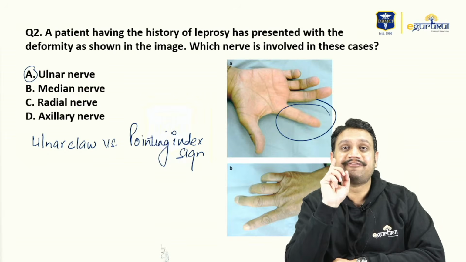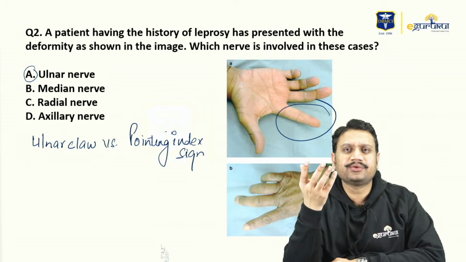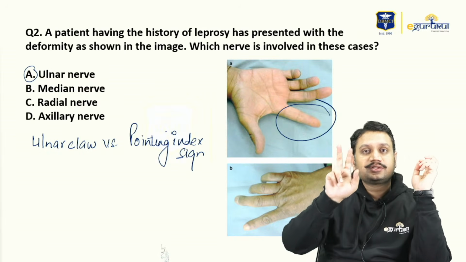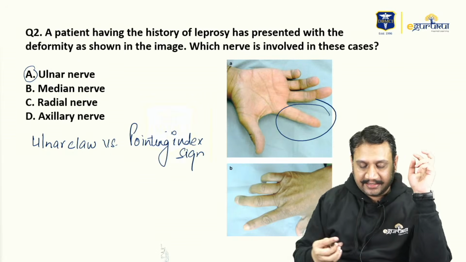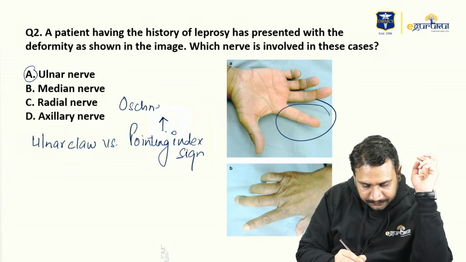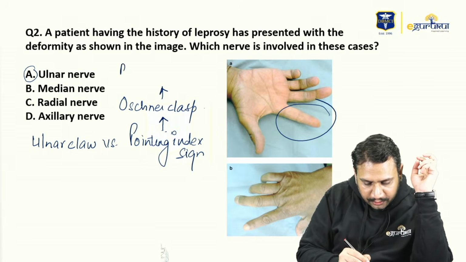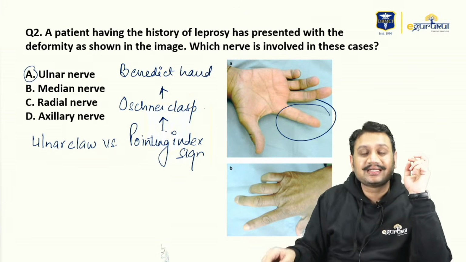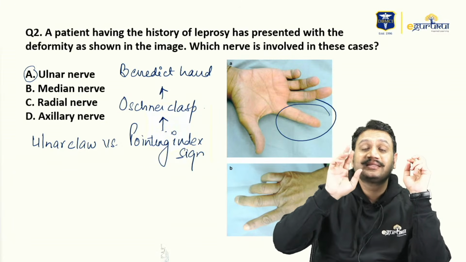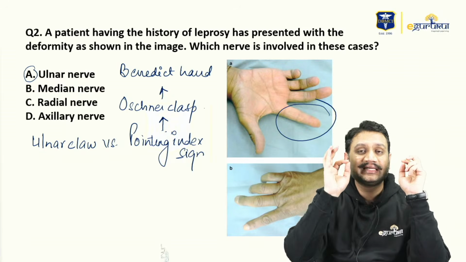On the other hand, if it is an ulnar nerve injury, whatever attitude the patient presents in, whatever time you see him, all the time his fingers will be like this. This pointing index is also called the Ochsner clasp sign, or the Benedict hand sign. What is that Benedict hand sign? Benedict hand is how the Pope greets the people, isn't it? This is seen when you, as an examiner, are checking the patient.